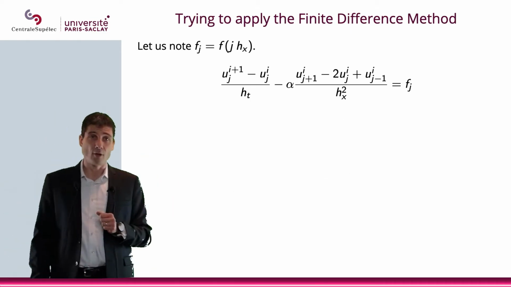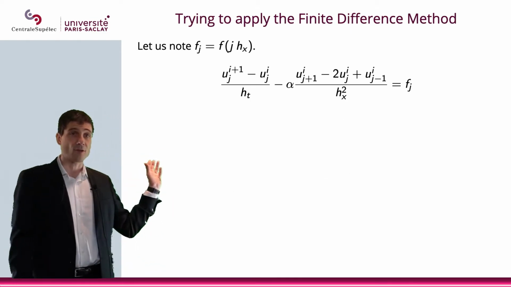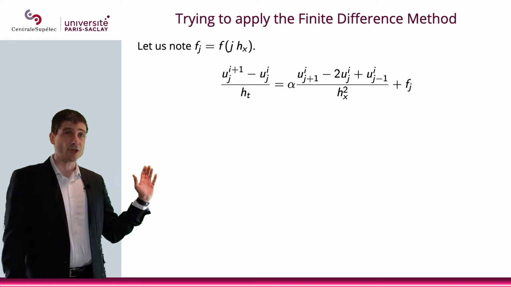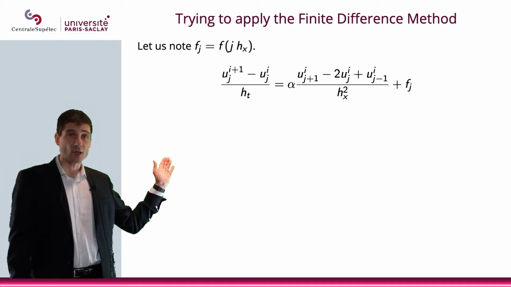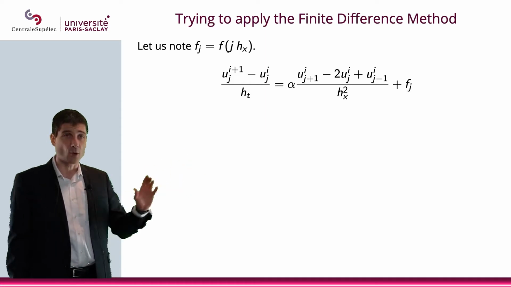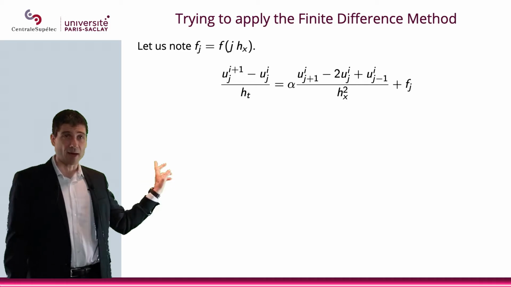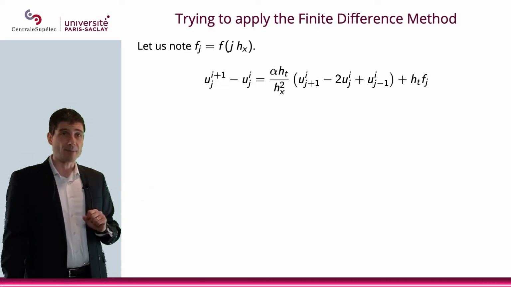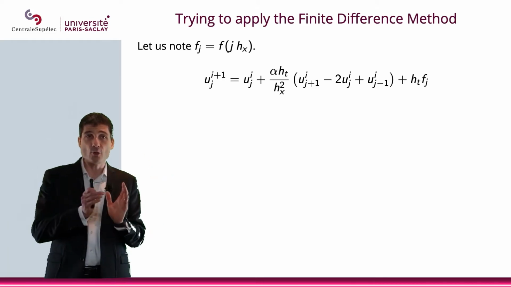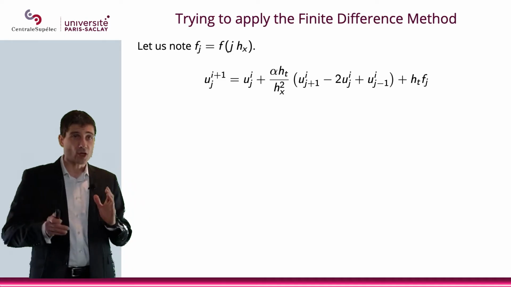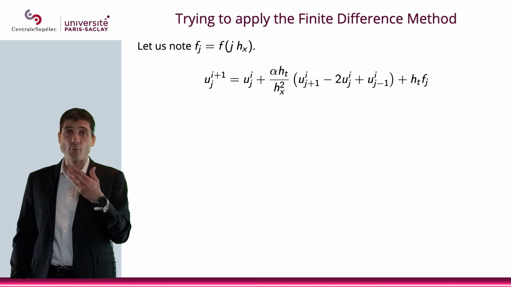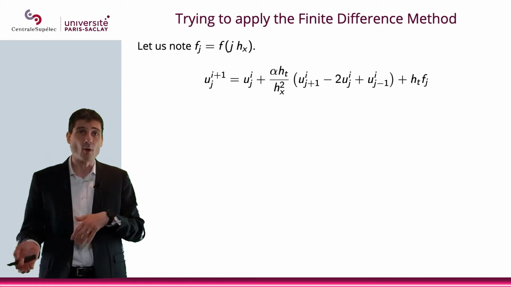Let me actually put that up over here. What I obtain is this. Let me rewrite this way. I have u_j^(i+1) minus u_j^i divided by h_t, which is equal to this right-hand side. So let me multiply, get my h_t over there. So what I have is u_j^(i+1), which is equal to a bunch of terms where I basically have terms with u_j^i, u_(j+1)^i, u_(j-1)^i.